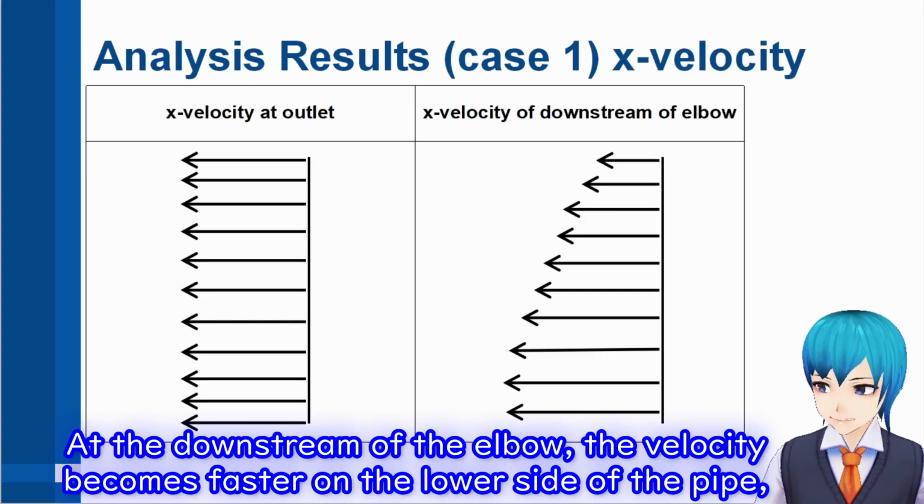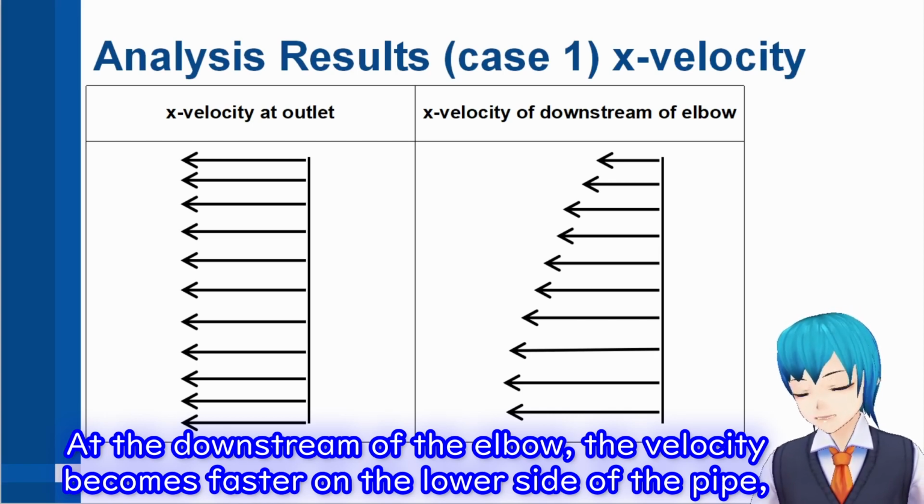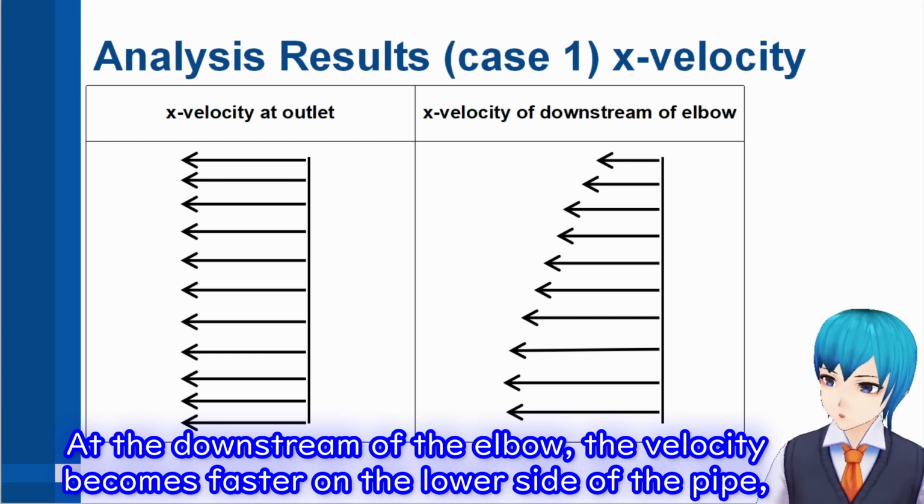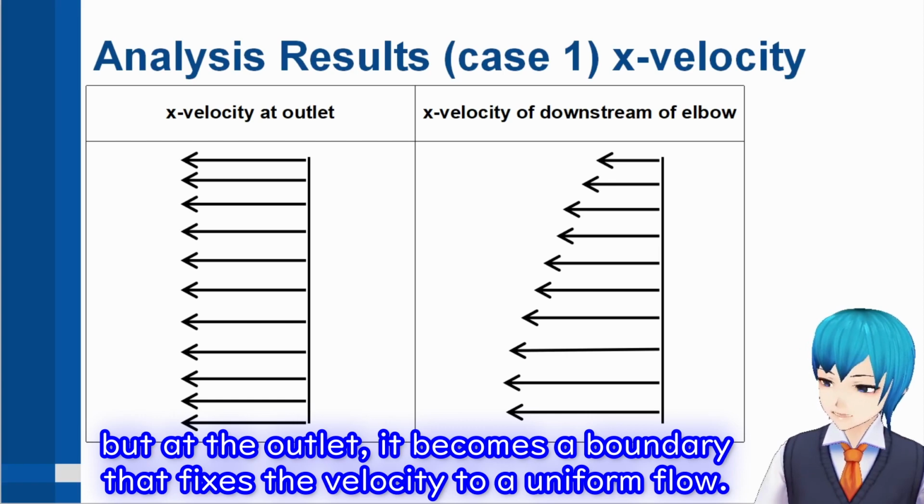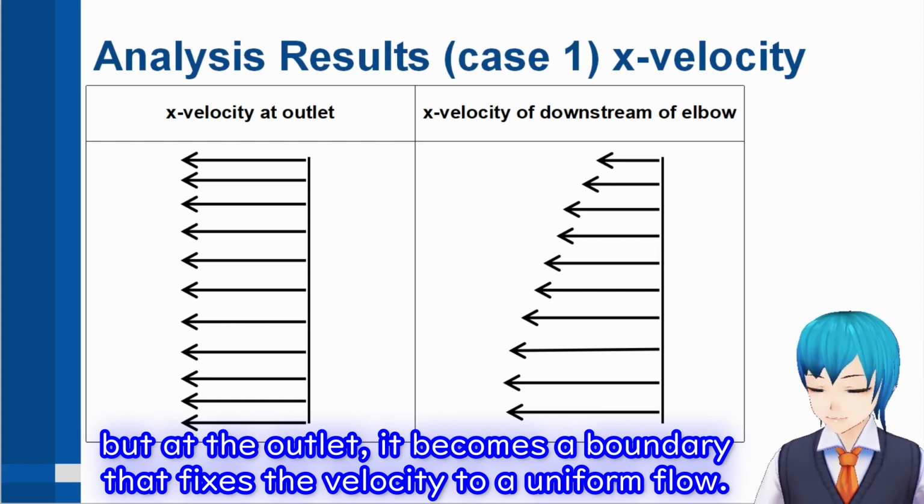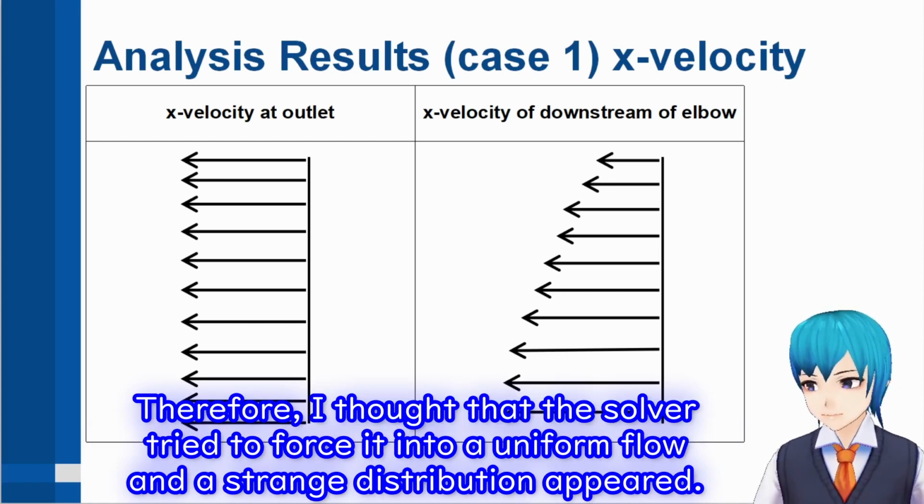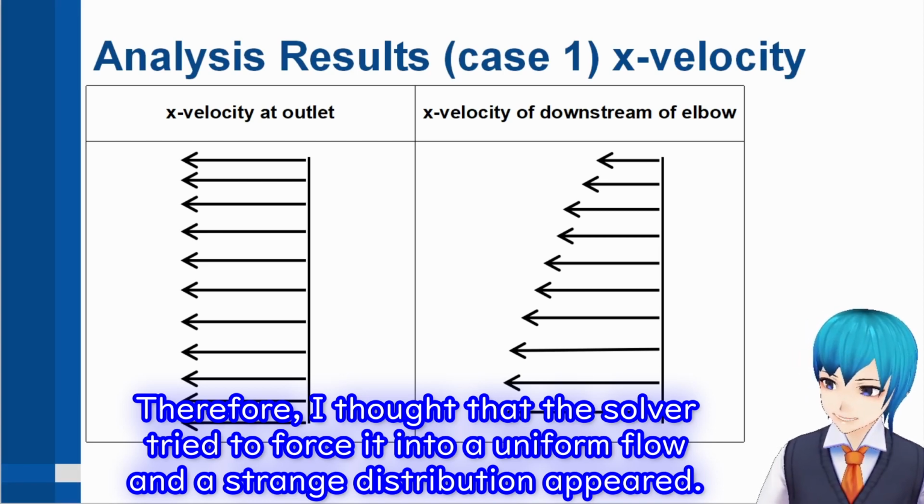At the downstream of the elbow, the velocity becomes faster on the lower side of the pipe. But at the outlet, it becomes a boundary that fixes the velocity to a uniform flow. Therefore, I thought that the solver tried to force it into a uniform flow and a strange distribution appeared.